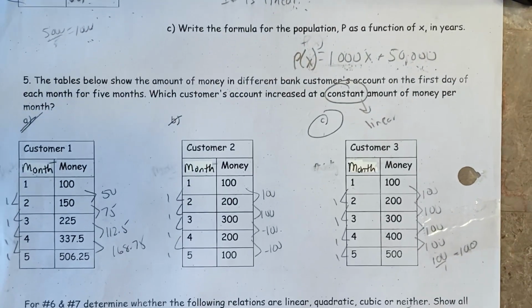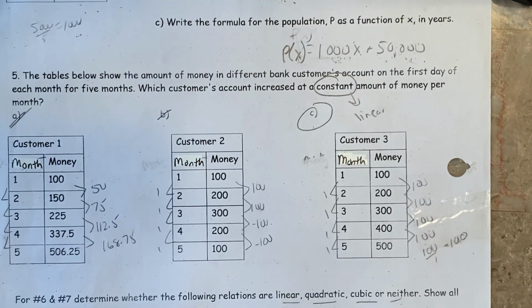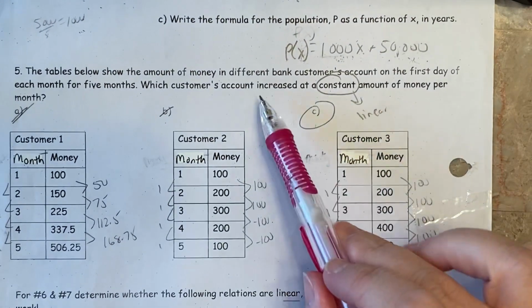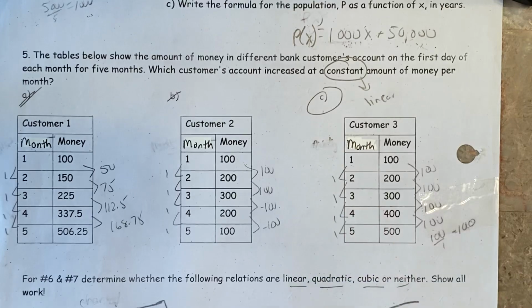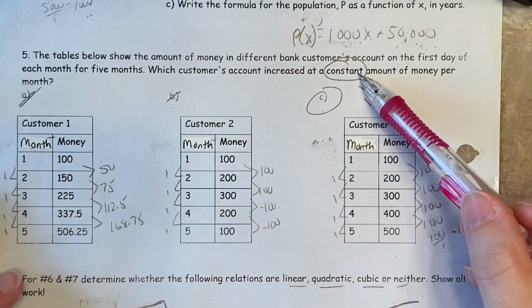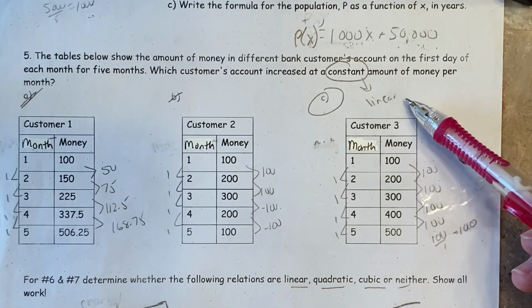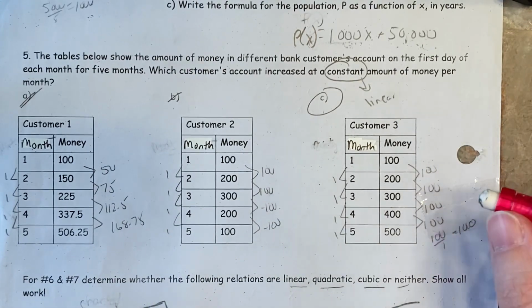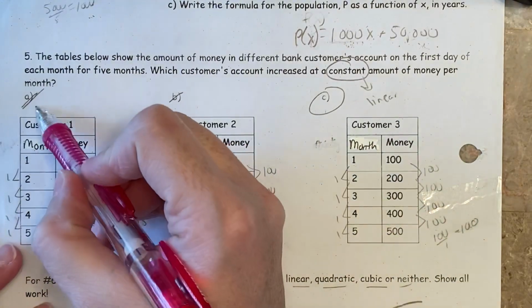Number 5. The tables below show the amount of money in different bank customers' accounts. The first day, 5 months, constant. Okay. So if they don't tell you they're looking for linear or quadratic, they don't tell you what they're looking for, they just say constant, that does mean they're looking for linear. So you can assume that they are looking for linear.